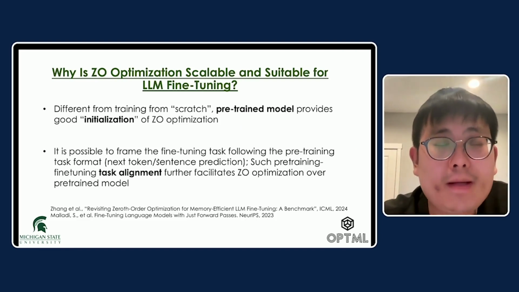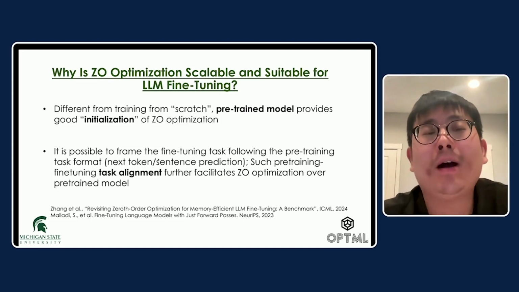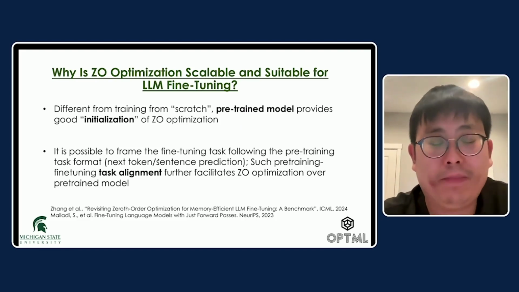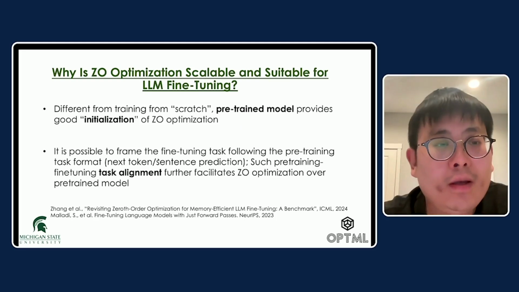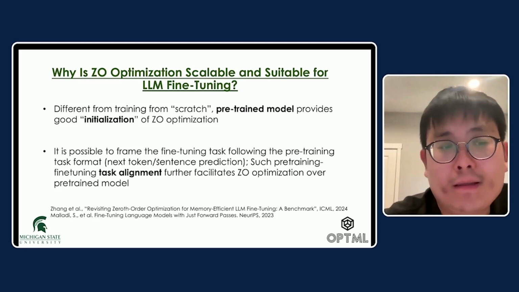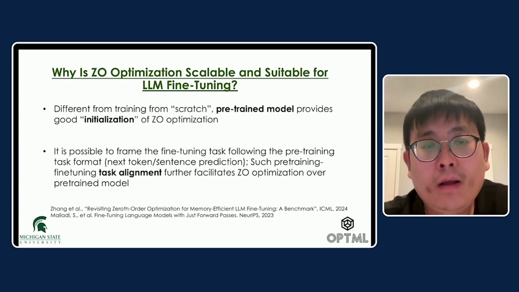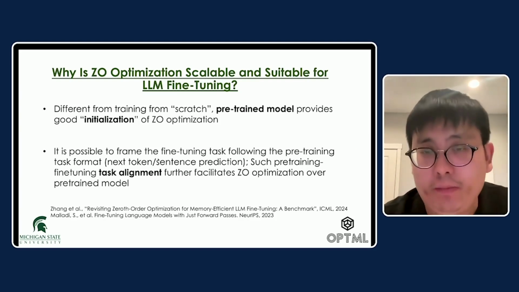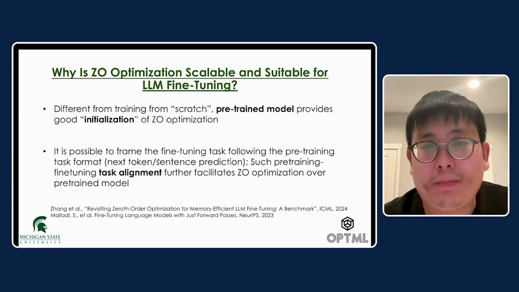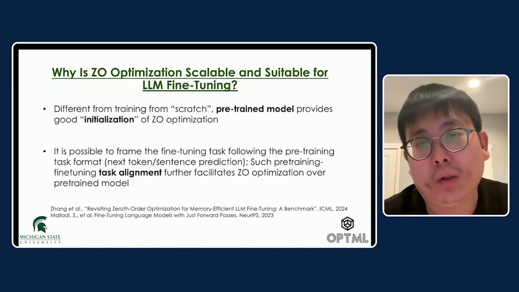And from the optimization perspective, the pre-training has enabled us to work from a well-optimized basin of the solution. Which means, different from training from scratch, the pre-trained model already provides us a very good initialization for this Zeroth-Order optimization. So even though we use this very cheap finite difference gradient estimator in the Zeroth-Order optimization regime, we are working on a well-trained model.